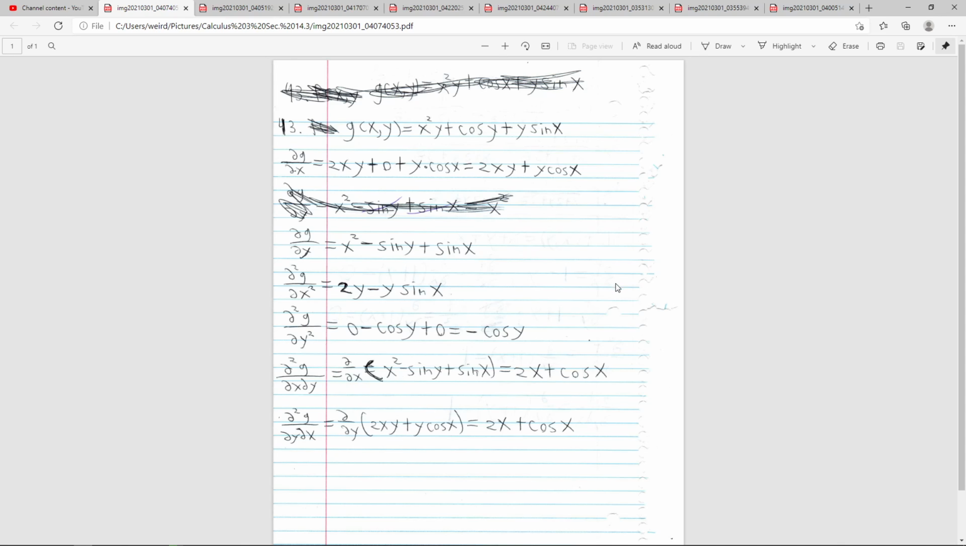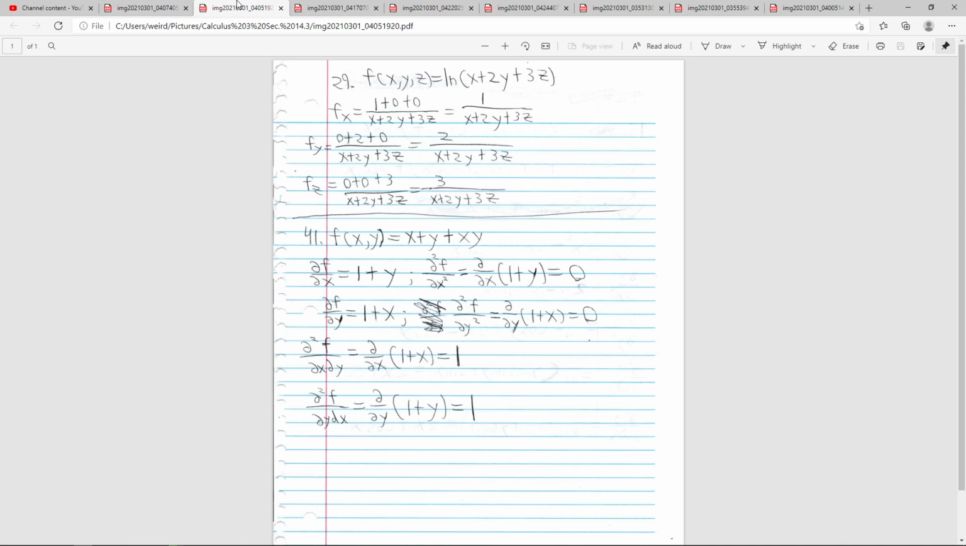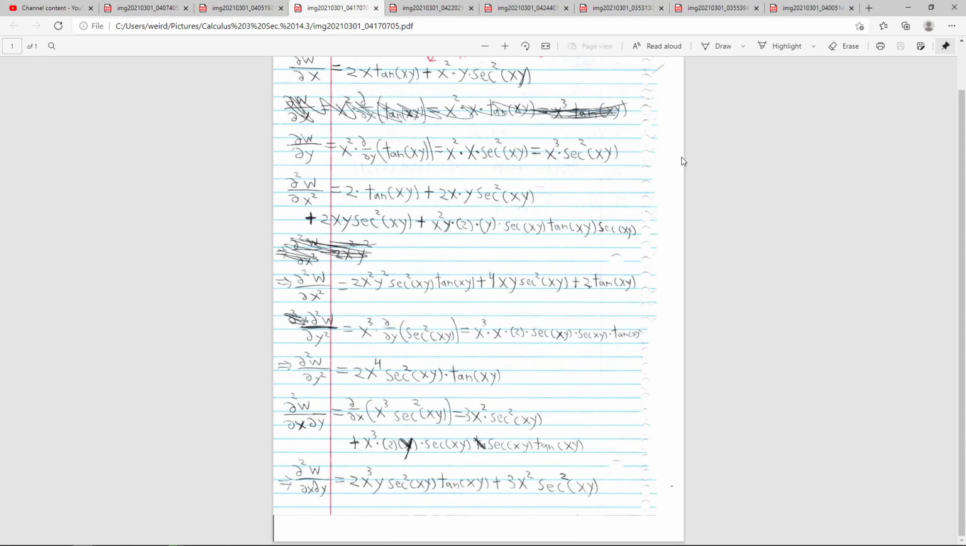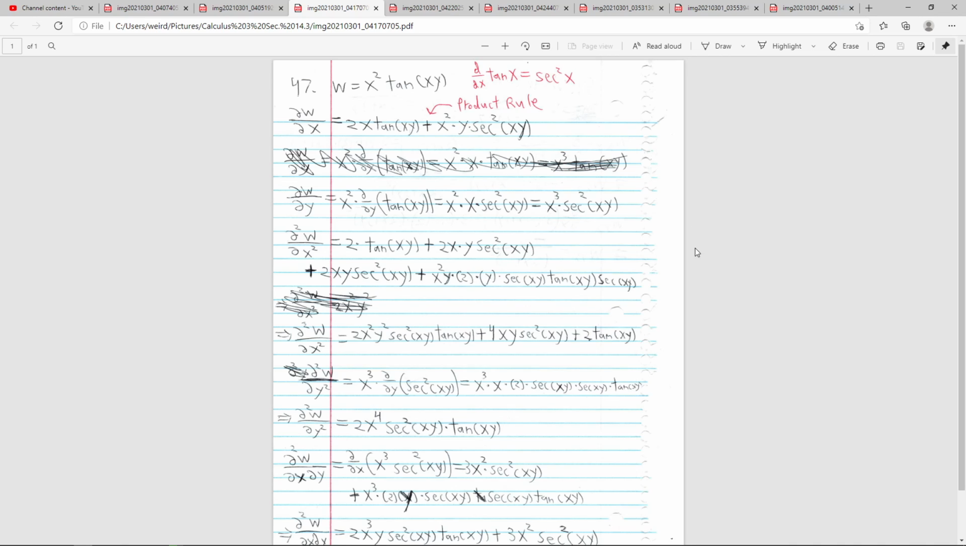And of course, you can follow that, I assume, so let's go on to a little bit harder one here. Okay, so this one takes a little bit of effort to follow on. The derivative of tangent x is secant squared x. W equals x squared tangent xy. We have to use the product rule because of x squared and tangent xy. At least in some of these we have to.